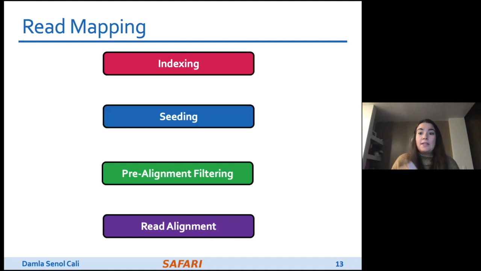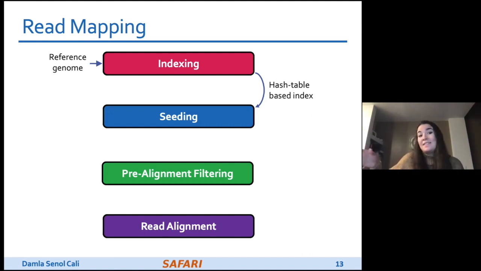So it can be seen as a 4-step process, and sometimes it's also called seed and extend. First, read mapping starts with indexing the reference genome. And this index contains all possible fixed length substrings, which we call seeds, as the keys, and the exact match locations of these substrings in the reference genome as values. So we come up with a hash table, where the keys are fixed length substrings, and the values are their exact match locations.